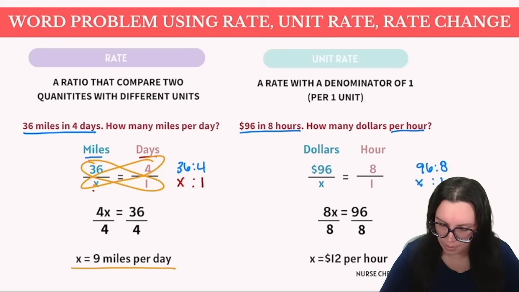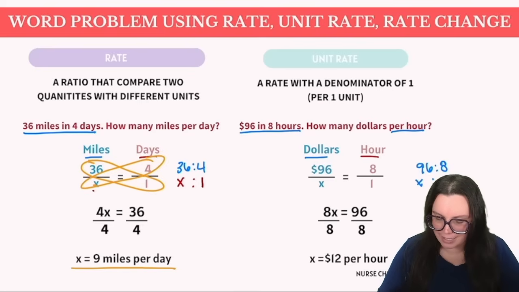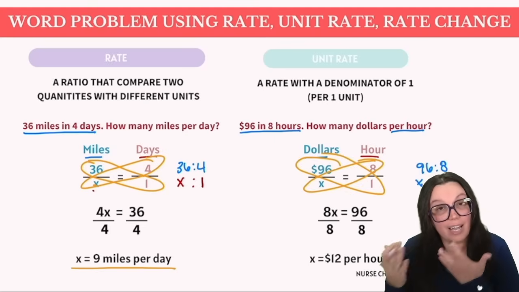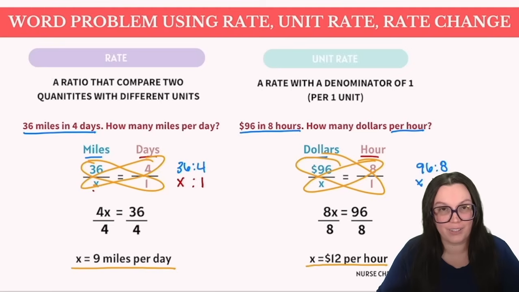So we're going to go ahead and plug that into our equation. Remember, keep everything the same. We're going to have dollars on one side, and we're going to have hours on the other side. And we're going to get 96 over x is equal to 8 over 1. We're going to cross multiply. That's going to give us 8x is equal to 96. We have to isolate x, so we're going to divide each side by 8, and that is going to give us x is equal to $12 per hour.